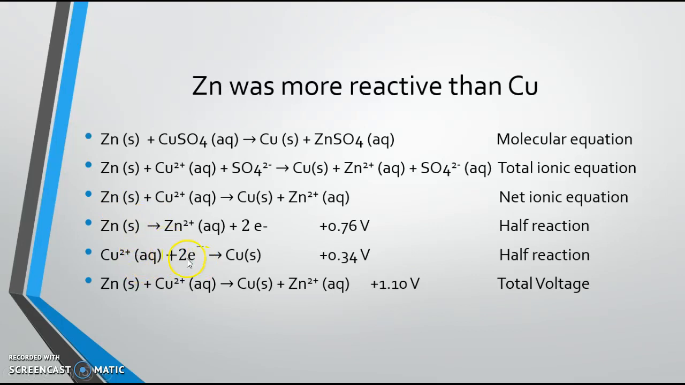Notice the 2 electrons are on the left side and 2 electrons are on the right side, so they would cancel out, and the 2 half reactions add up to be the net ionic equation. And if I want to determine the voltage of this battery, I would add these 2 voltages together and I would get 1.10 volts. And that's if I am under standard conditions, which assumes 1 molar, which is 1 mole of ions, in this case, per liter of solution, 1 molar copper 2+ and 1 molar zinc 2+.